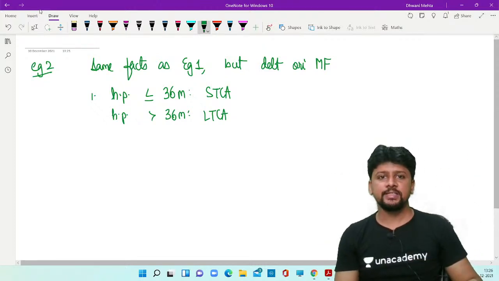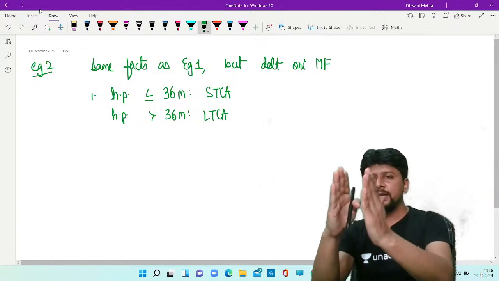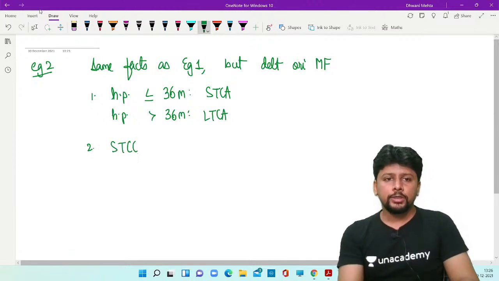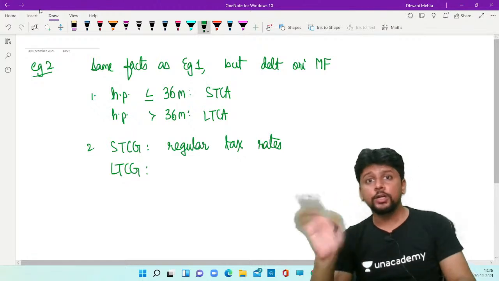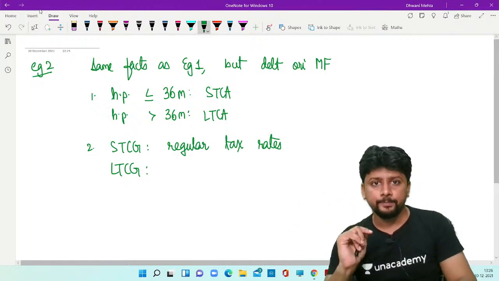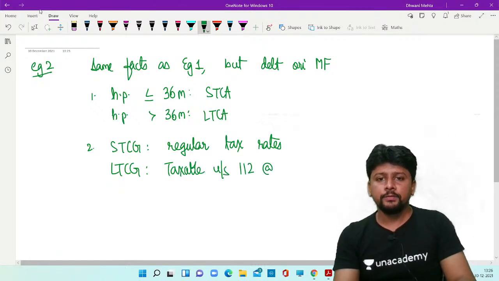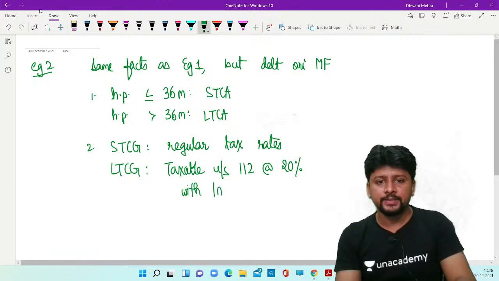I'm taking the same facts as example number 1. So 10 years. First 7 years units are long term. 8th, 9th and 10th year units are short term. Second change, short term capital gain section 111A will not apply. So regular tax rates will apply. Long term capital gain, since it is not equity oriented, 112A will not apply. So long term will be taxable under section 112. And under section 112, you will pay tax at the rate of 20% after allowing the benefit of indexation.